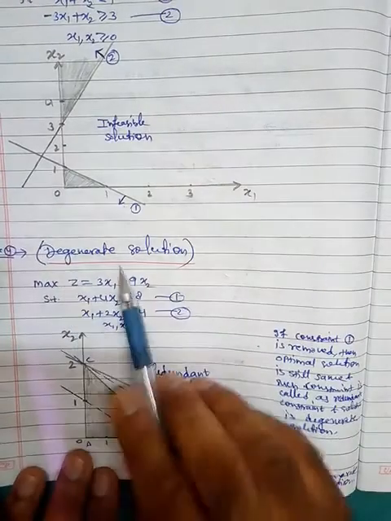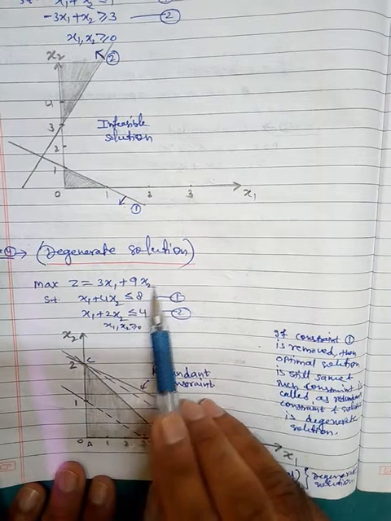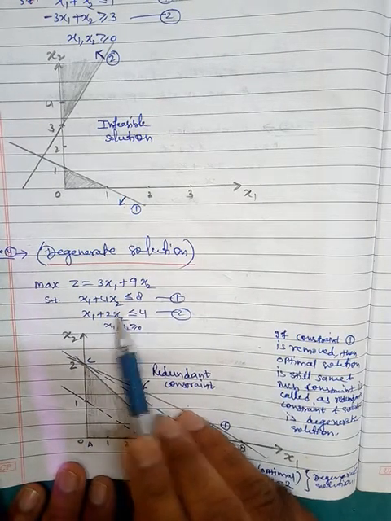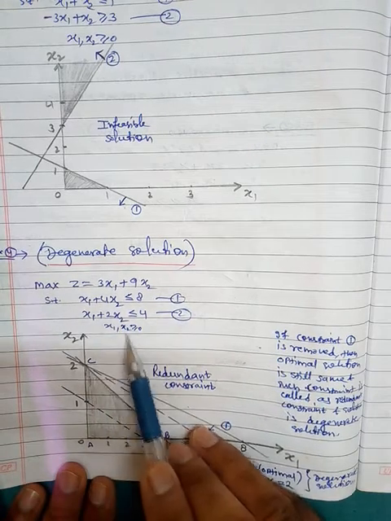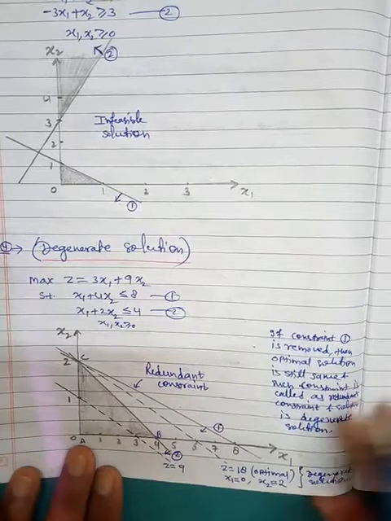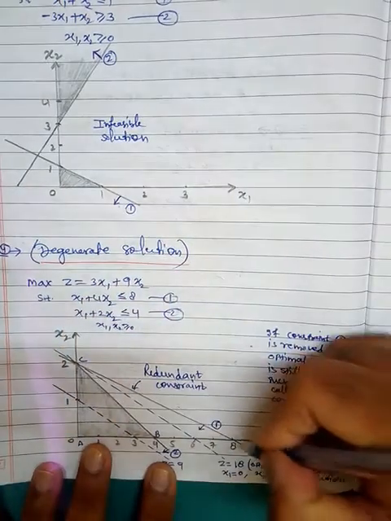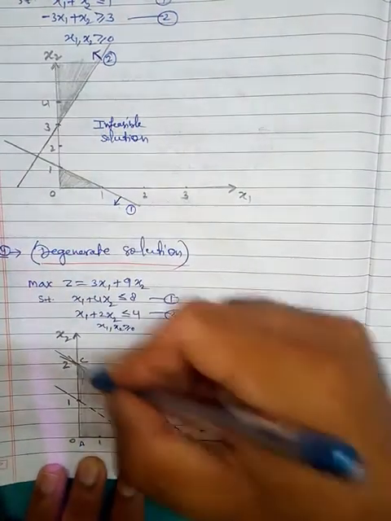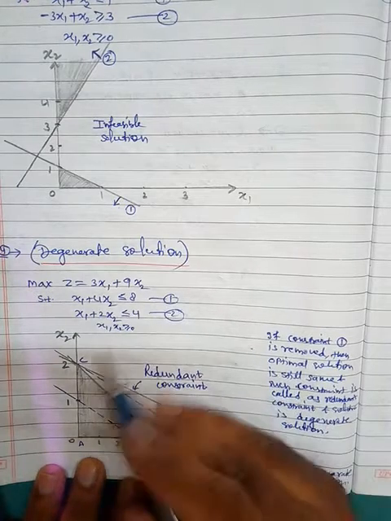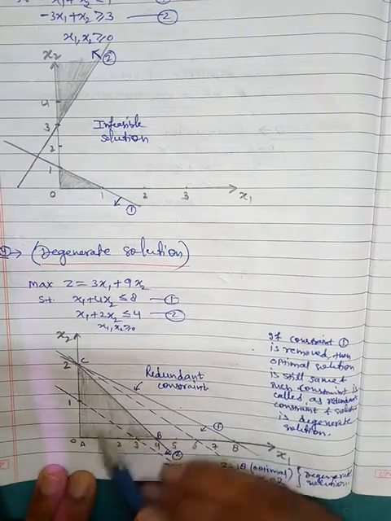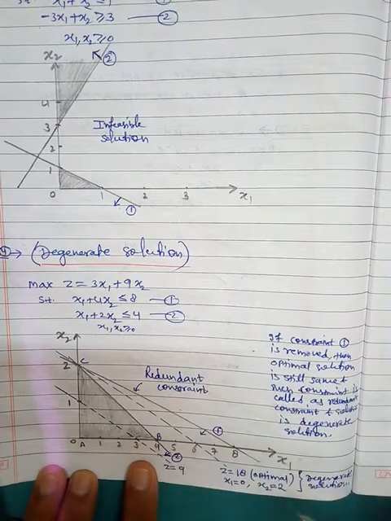Now the fourth one, the degenerate solution. Here the example is maximize z = 3x1 + 9x2 subject to x1 + 4x2 <= 8, x1 + 2x2 <= 4, and x1, x2 >= 0. When you draw the region, the first constraint is this line, the second constraint is this line, and both are less-than type. So the common area will be this, which satisfies these two constraints as well as the feasibility condition.